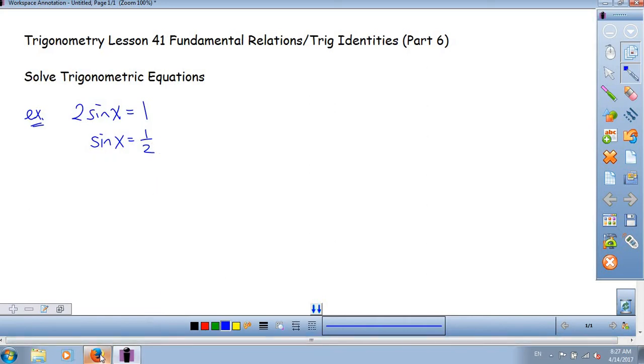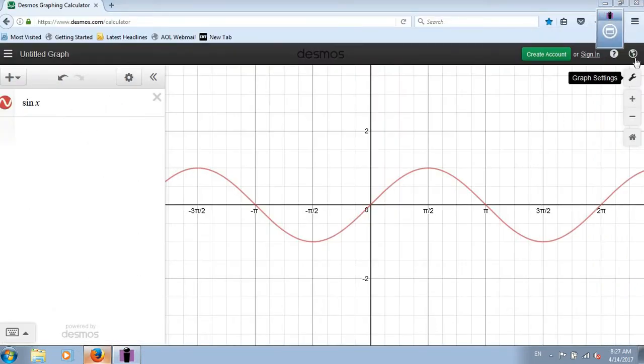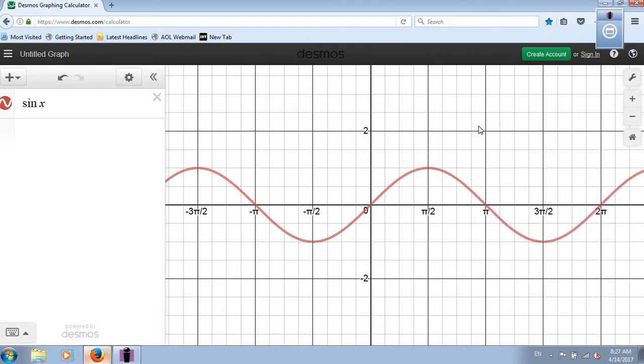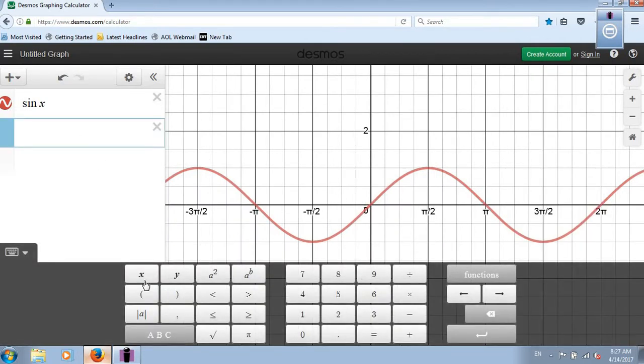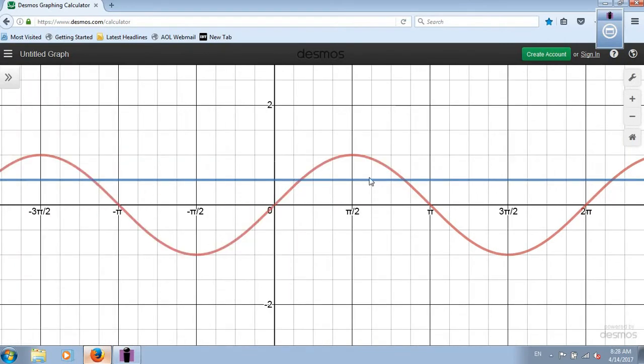So let's see graphically, just very quickly, what it means. So this is sine x. I already put up the graph for you guys. Let's make it a little darker, easy to see sine x. And let's put y equal to 1/2, which is 0.5. Now you can see there is a line. The blue line is y equal to 1/2, and the red graph is sine x. So when sine x equals 1/2, it basically means we're looking at their intersection points.